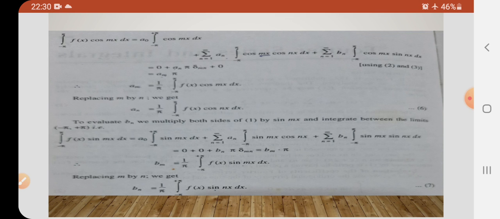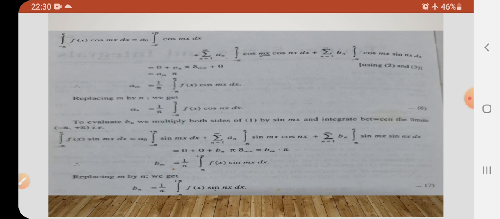Now we have evaluated the coefficients a_0 and a_n. Now we will evaluate the coefficient b_n. For this we multiply both sides of equation 1, which is f(x) equals a_0 plus summation n equals 1 to infinity a_n cos nx plus summation n equals 1 to infinity b_n sin nx. Okay, so multiply this equation by sin mx and integrate between the limits minus pi to pi.